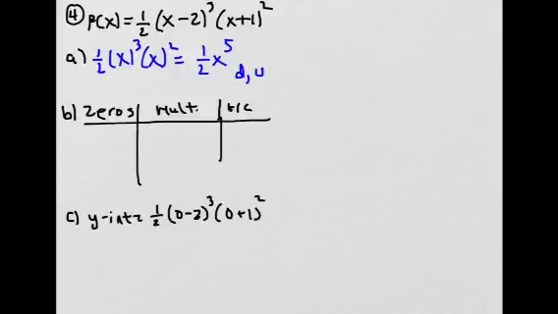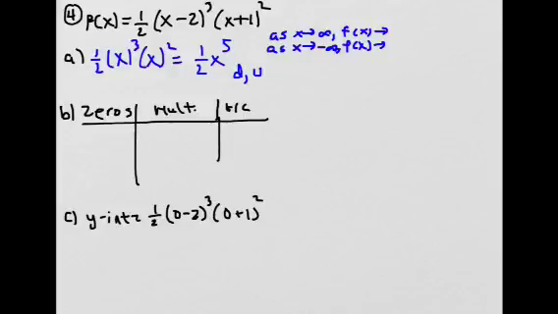Okay? So in end behavior notation, it would look like this: as x goes to infinity, f of x goes to infinity, and as x goes to negative infinity, f of x goes to negative infinity. So on the graph, it would go on the left side down, on the right side up.